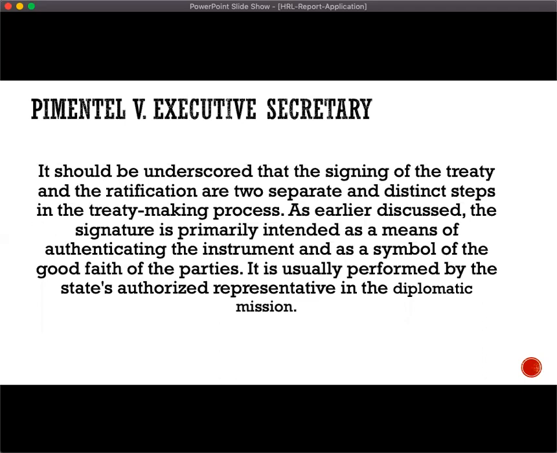In the case Pimentel versus Executive Secretary, it was underscored that the signing of a treaty and the ratification are two separate and distinct steps in the treaty-making process. As earlier discussed, the signature is primarily intended as a means of authenticating the instrument and as a symbol of good faith of the parties. It is usually performed by the state's authorized representative in the diplomatic mission.